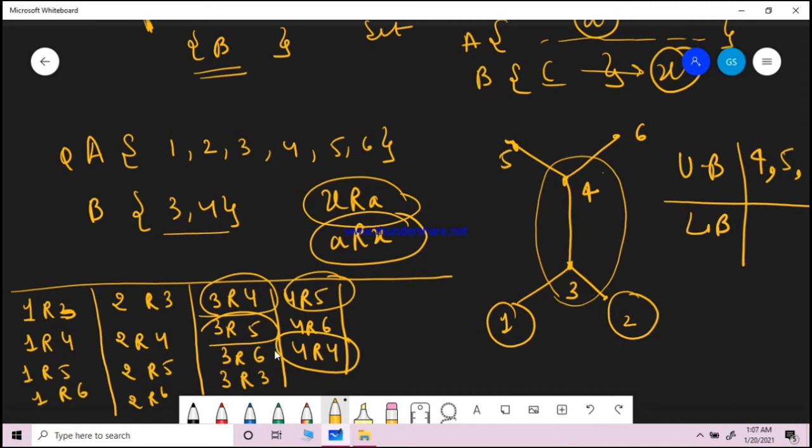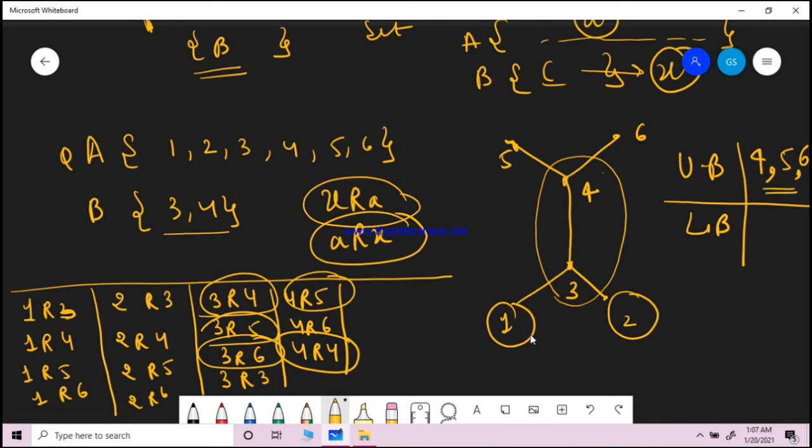From this set you can derive 6 also. I'm not writing 3 because from this you cannot derive 3. From this you can derive 3, but from this you cannot derive 3. So this is not the case. So we have 3 elements in the upper bound.